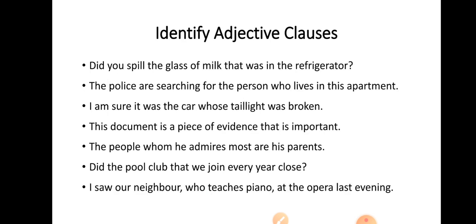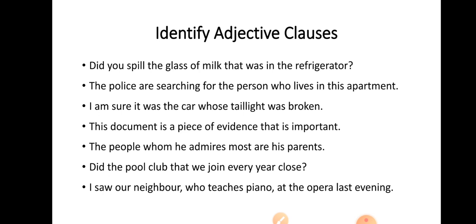Now, from these examples you can identify adjective clauses, which modify what. Did you spill the glass of milk that was in the refrigerator? Here, which is the adjective clause and what is defined? Did you spill the glass of milk? Which glass of milk? That was in the refrigerator. So, here milk is the word which is defined by what? A clause called that was in the refrigerator. So, that was in the refrigerator becomes the adjective clause.